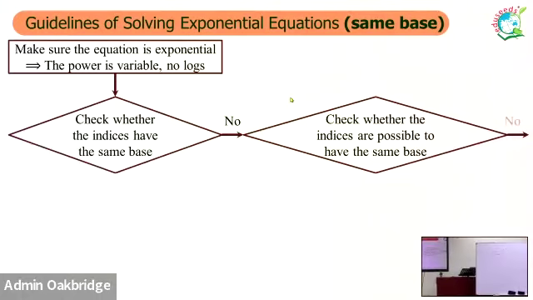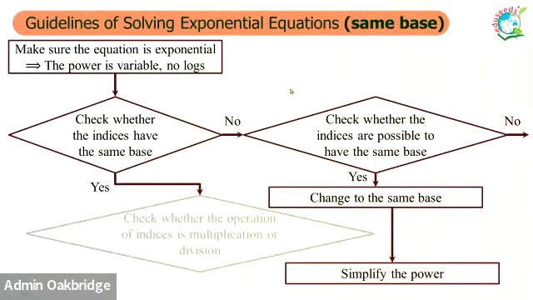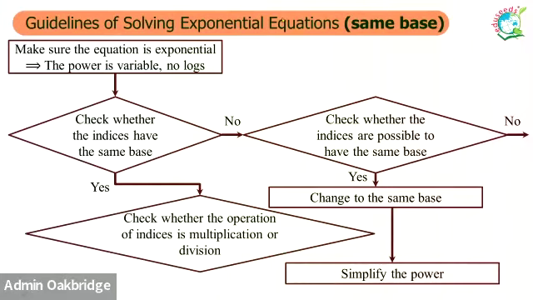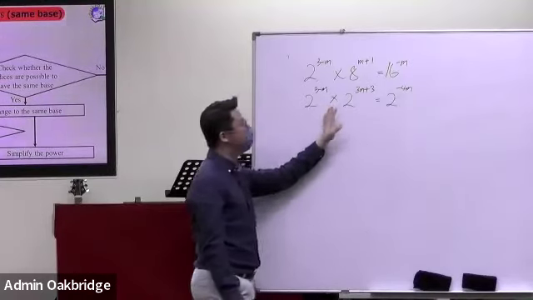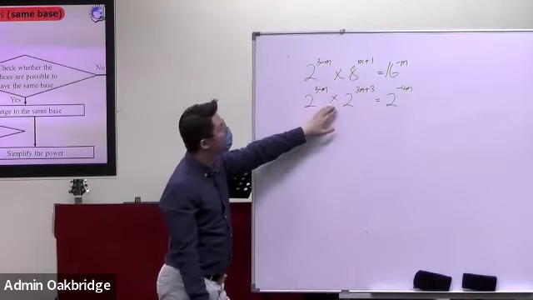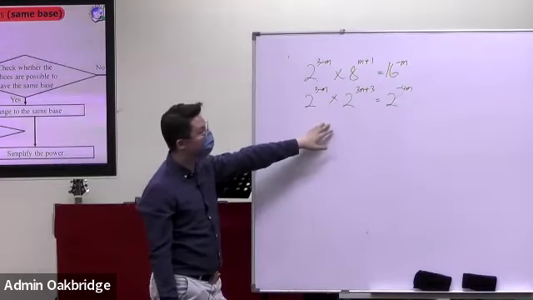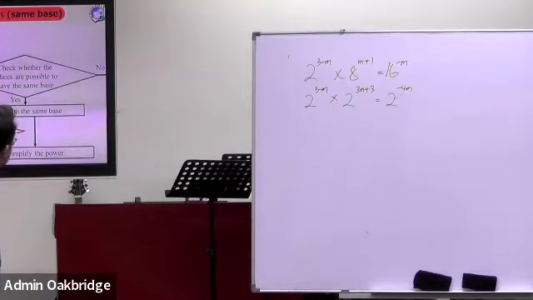And then what should we do next? So change to the same base. After that, simplify the power. I have simplified the power. And then check whether the operation of indices is multiplication or division. You look at the indices here. All these index forms, are they involved in multiplication or division? Yes, here you see we have multiplication. So that means you can apply the law of indices.